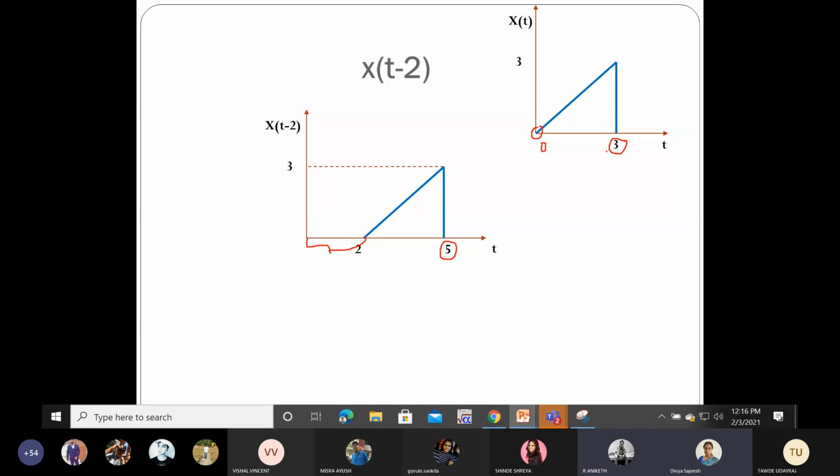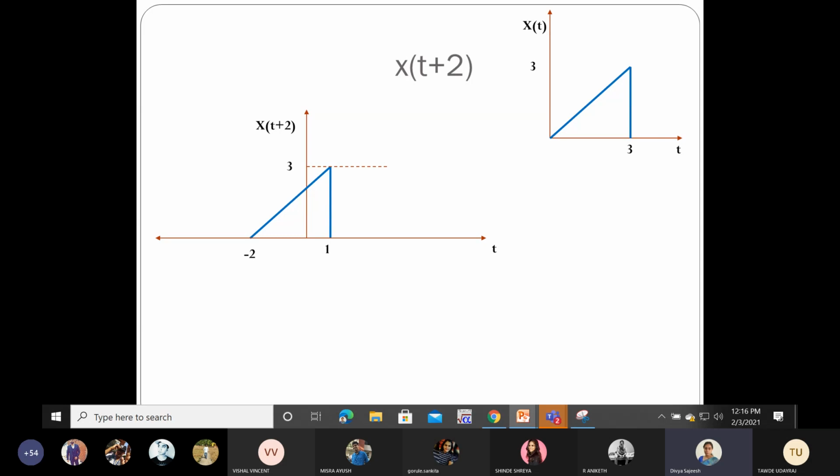Sorry, minus 2 to 1. Minus 2 to 1. So here the signal has shifted to minus 2 to 1. Only by 2 intervals it will get advanced. Okay, so only 2 intervals. So the one which was at origin will now shift to minus 2. The other part of the signal which was at position 3, from that subtract 2. So it will be 1. So it has shifted to position 1.